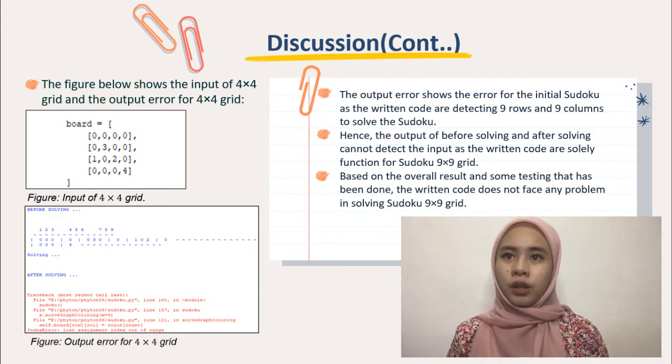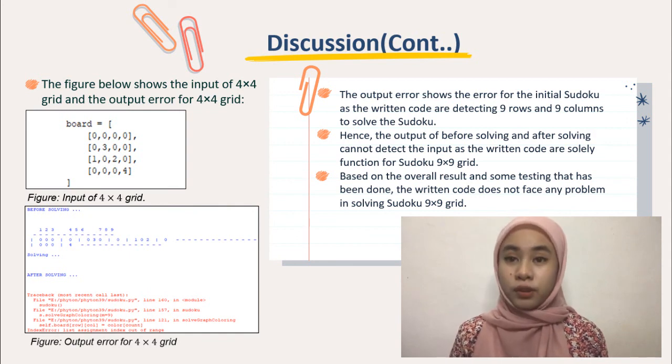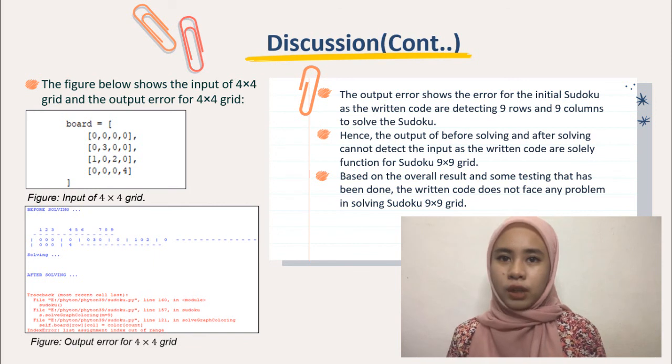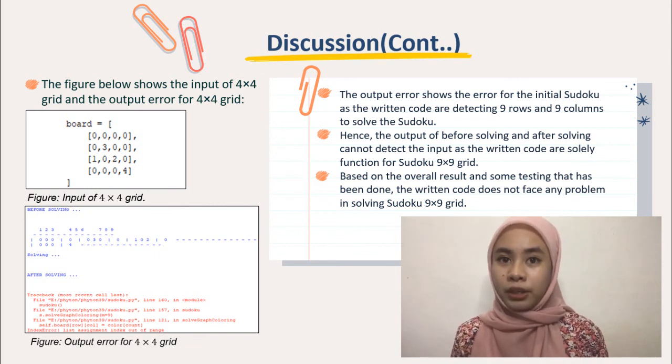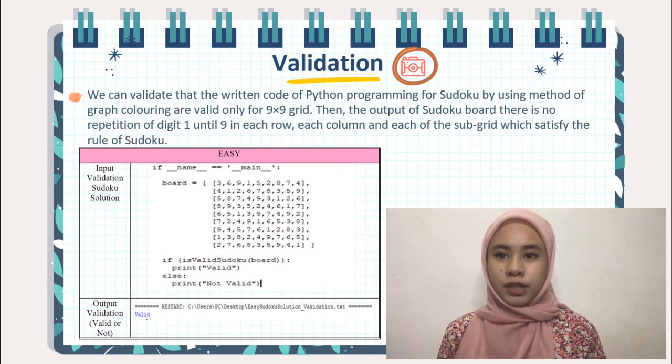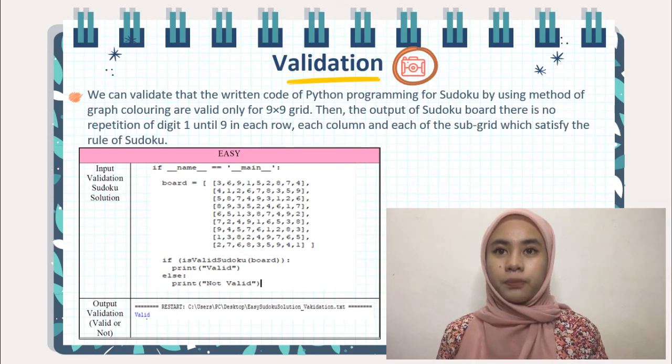the input of a 4x4 grid and the output error for the 4x4 grid. The output error shows the error for the initial Sudoku, as the code on the right-hand side is detecting 9 rows and 9 columns to solve the Sudoku. Hence, the output before solving and after solving cannot detect the input, as the code on the right-hand side works solely for a 9x9 Sudoku grid. As for the validation, we can validate that the Python code for Sudoku using the graph coloring method is only valid for 9x9 grids.